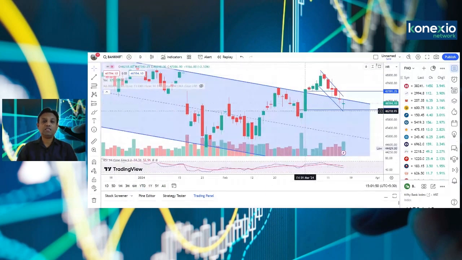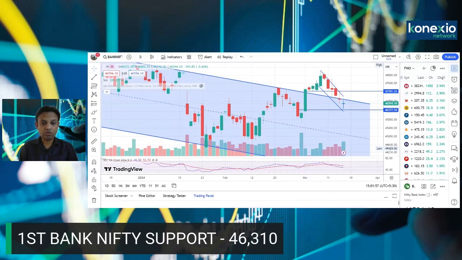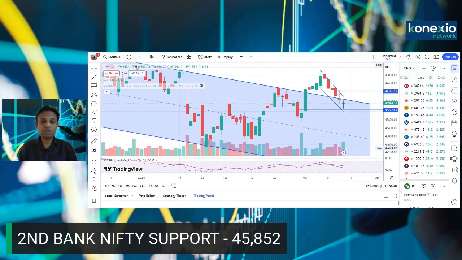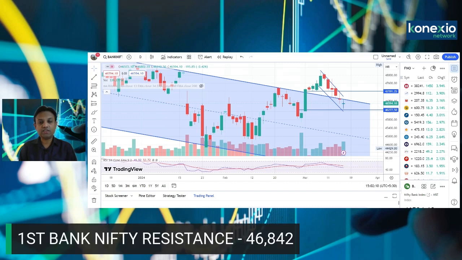So now, friends, let us discuss the important support and resistance levels in Bank Nifty for the next week. The first support in Bank Nifty is placed around 46,310. Below that, the second support is placed around 45,852, and third support is placed around 45,661. Whereas on the upside, the first resistance is placed around 46,842.